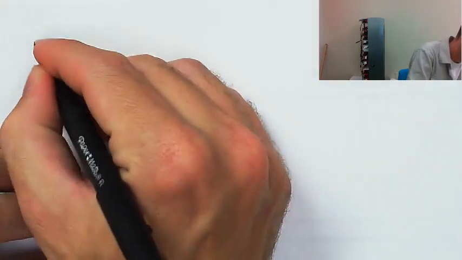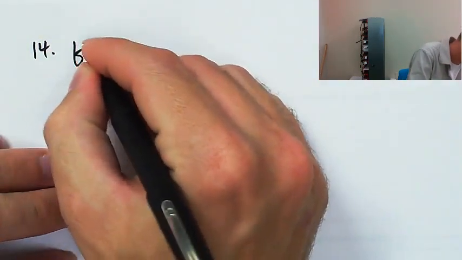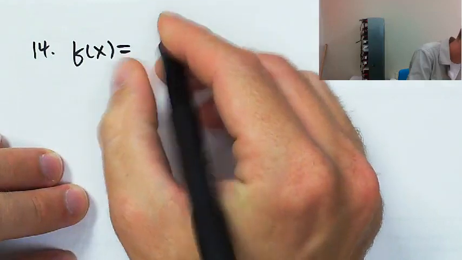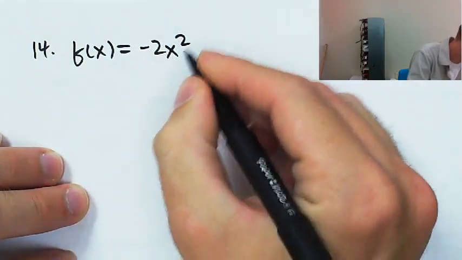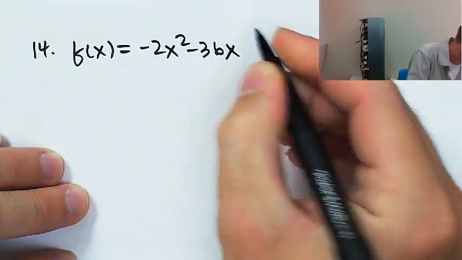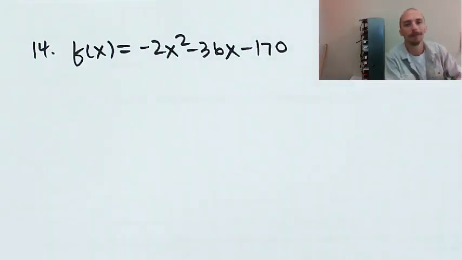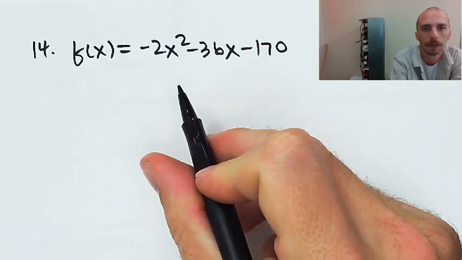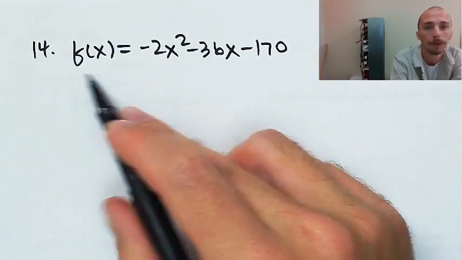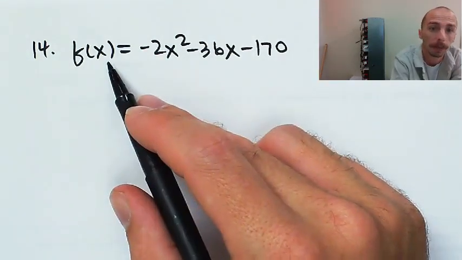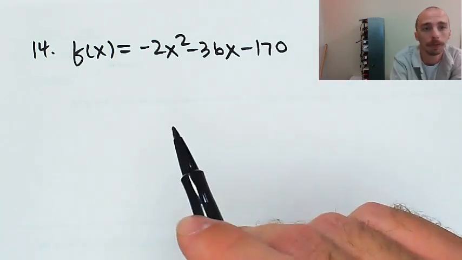All right. Number 14. This one's going to open down, so we'll have a maximum. So this one, f of x equals -2x squared minus 36x minus 170. Now, you can divide both sides of this equation by -2, but you would need to hold on to f of x divided by -2 and then multiply it back, and I don't think that's the way to go.